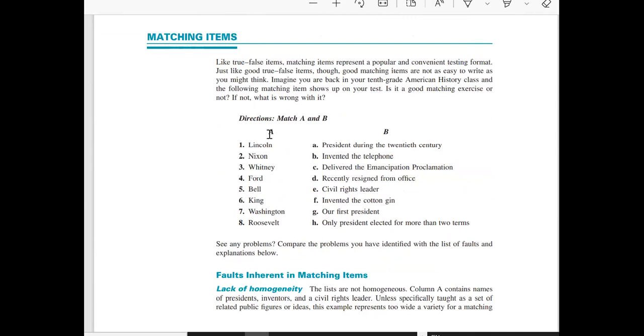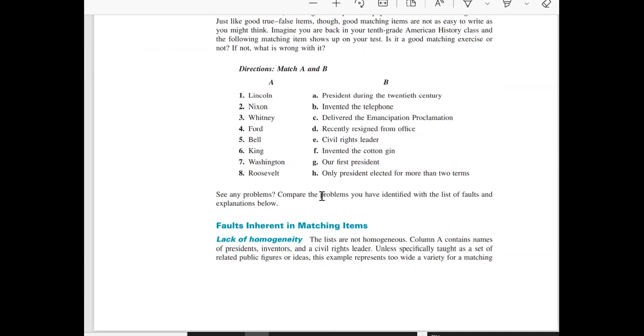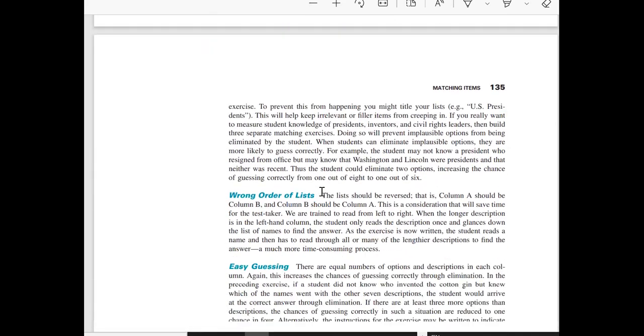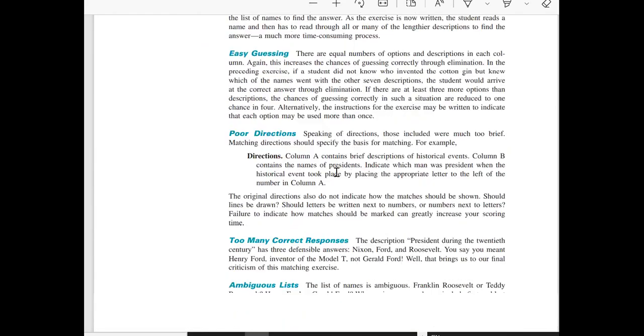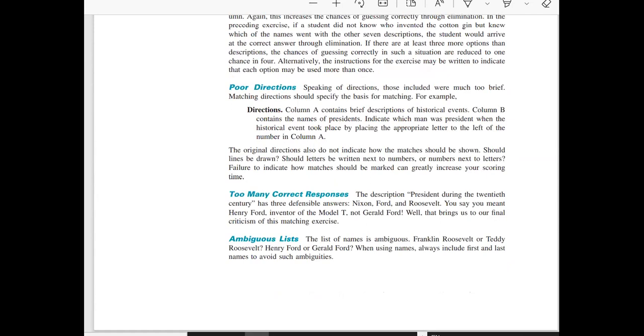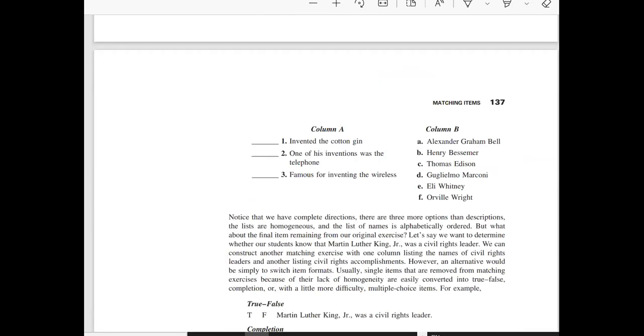in the list B. Because Lincoln, Nixon and all these presidents should have been on the right-hand side, they should have had one extra or two extra below that. So there are a number of problems with this matching item. I don't know where the proper example is. I wanted to find the proper example, but in the interest of time.